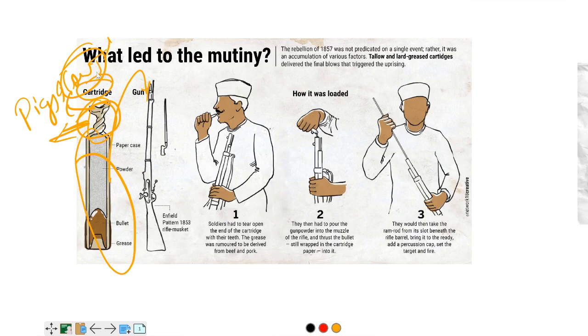But cows are holy and worshipped by the Hindu community, right? That is why these sepoys refused to use them. In this picture you can see that before filling the gun with this cartridge, they have to bite the cartridge, then they have to load the gunpowder and bullet here. Then they used to fire the gun. This is the main reason for the mutiny.